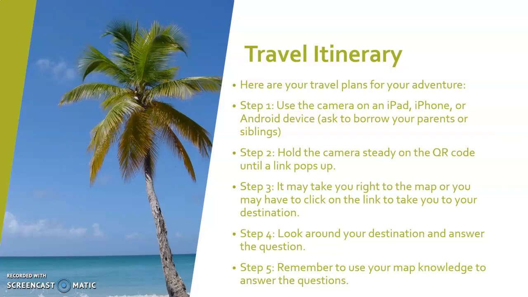Travel itinerary. Here are your travel plans for your adventure. Step 1. Use the camera on an iPad, iPhone, or Android device. Ask to borrow your parents' or siblings'. You're going to hold the camera steady on the QR code until the link pops up. It may take you right to the map, or you may have to click on the link to take you to your destination. Look around your destination and answer the questions.